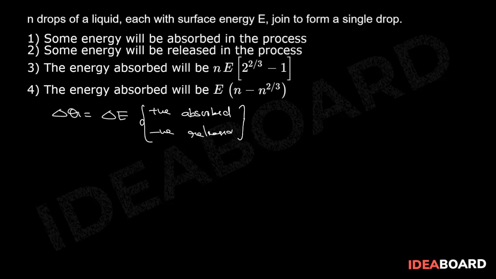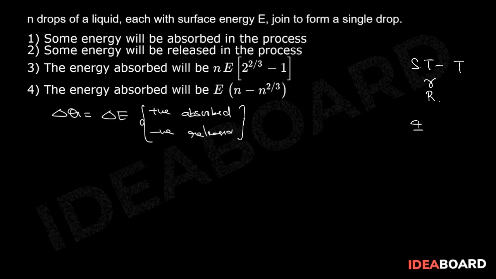Now, if I consider the surface tension of the liquid is capital T, the radius of the smaller drop is small r, and the radius of the bigger drop is capital R, and I assume the given liquid is incompressible and no evaporation is taking place in the process, then the volume of the bigger drop must be equal to the sum of the volumes of the individual drops.